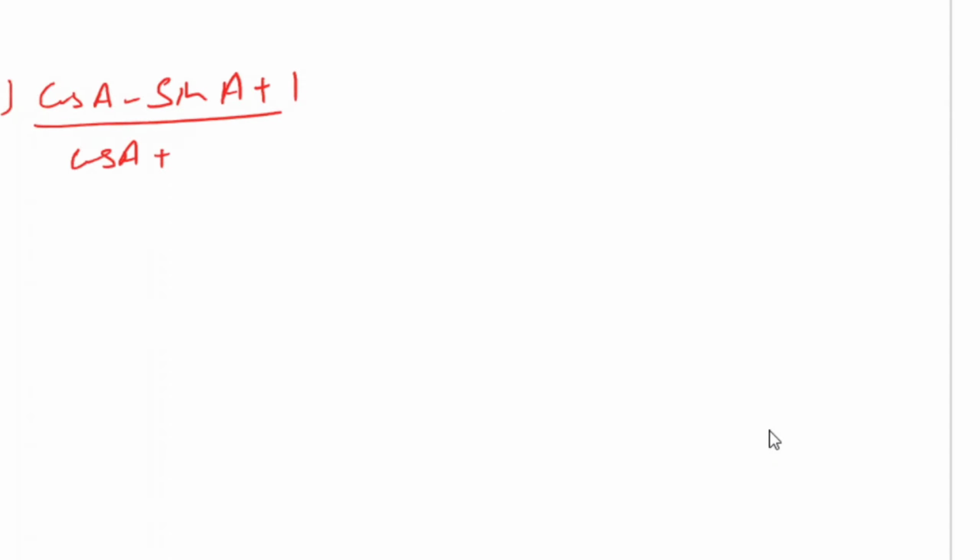this is cos a minus sin a plus 1. Okay, I'll just bring it down. This is (cos a minus sin a plus 1) upon (cos a plus sin a minus 1). We have to prove that this is equal to cosecant a plus cot a.